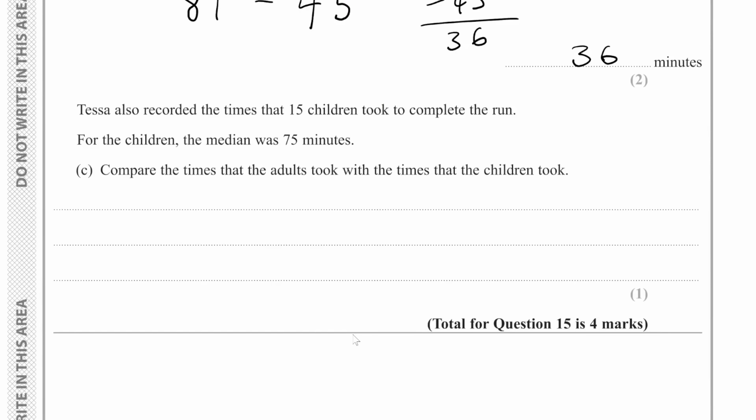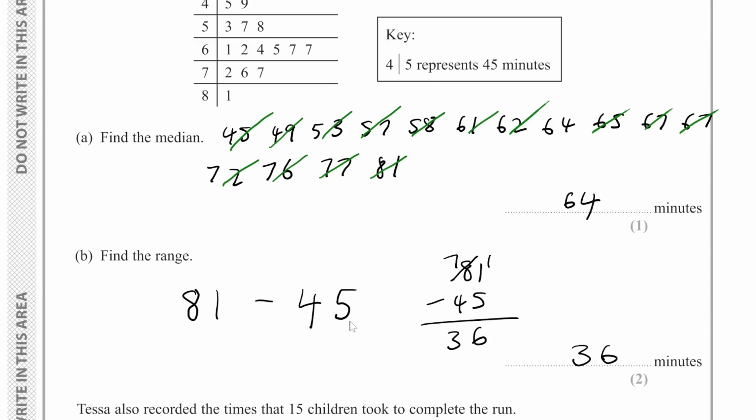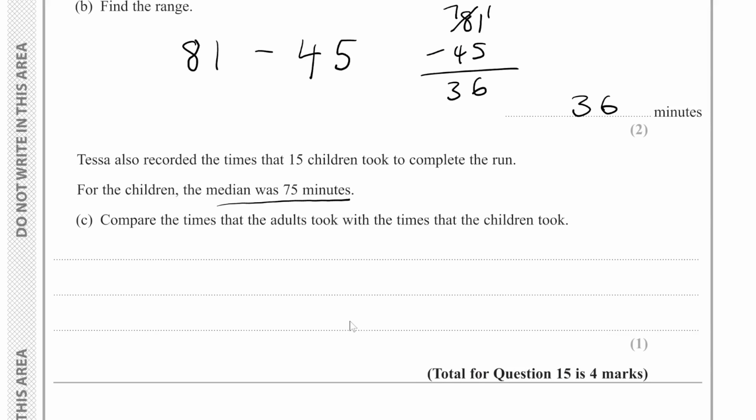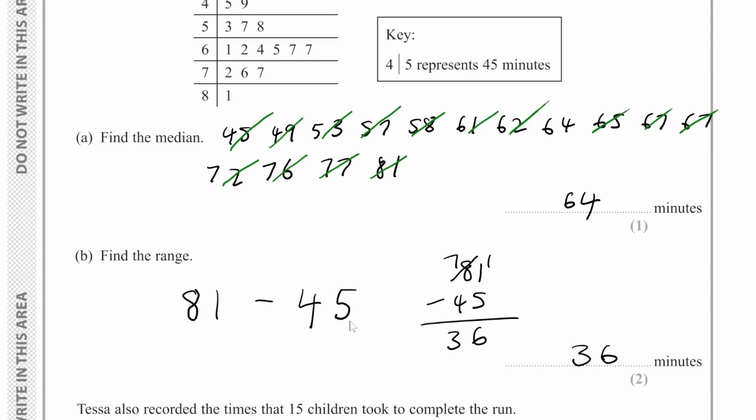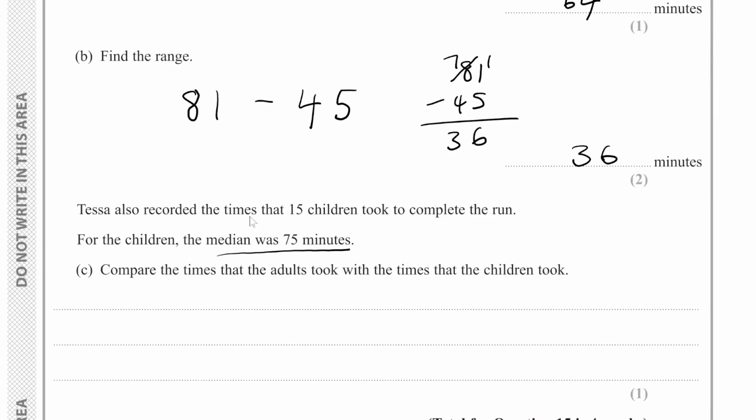Tessa also recorded the times that 15 children took to complete a run. For the children, the median was 75 minutes. Compare the times that the adults took with the times the children took. So the median for the adults was 64. The median for the children is 75. So the children took longer to complete the run.